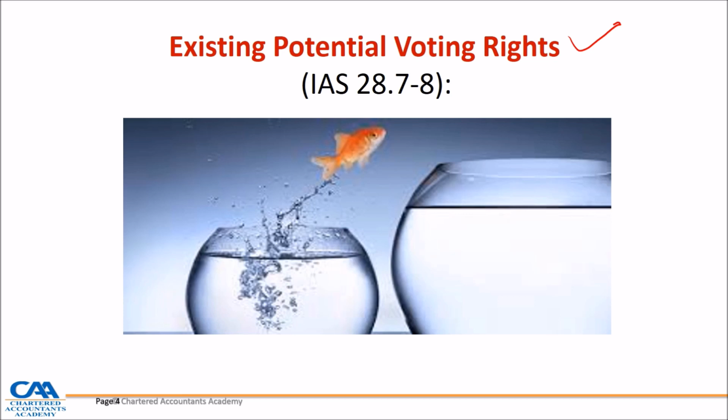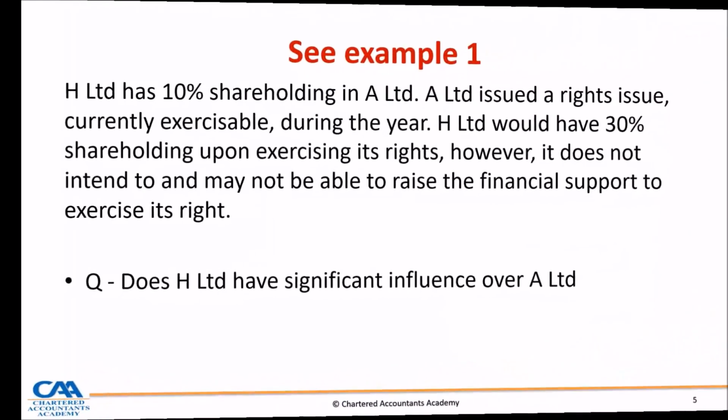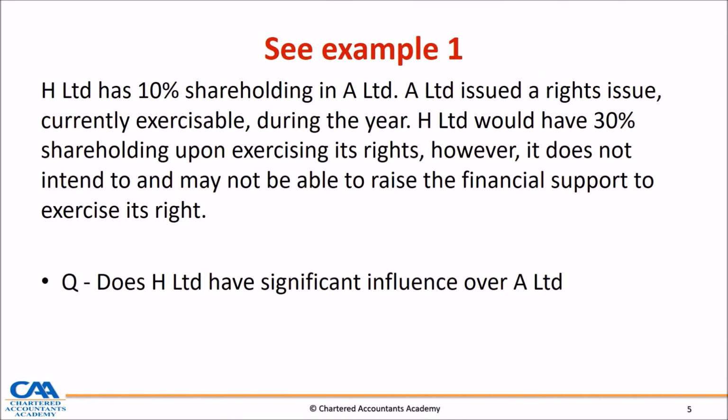So at that point, you still need to equity account by combining your existing and your potential. The two of them give you significant influence. Therefore, you're supposed to equity account for that investment in an associate. So let's do a small example just to illustrate potential voting rights.